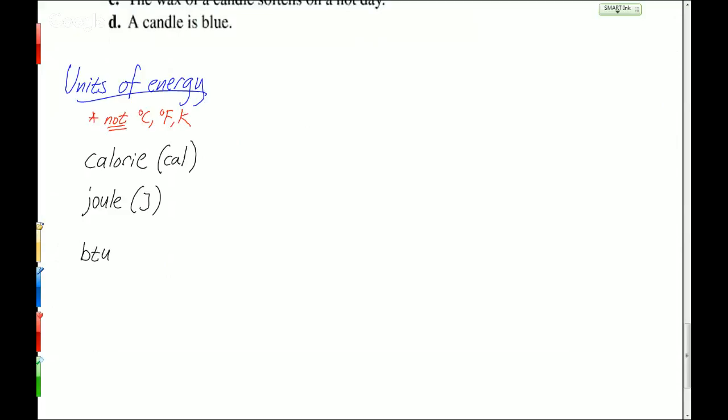Does anybody know how energy is calculated or measured at your house? Like when you read the electrical meter? What do they read? What is that unit? You know? That is the kilowatt hour.